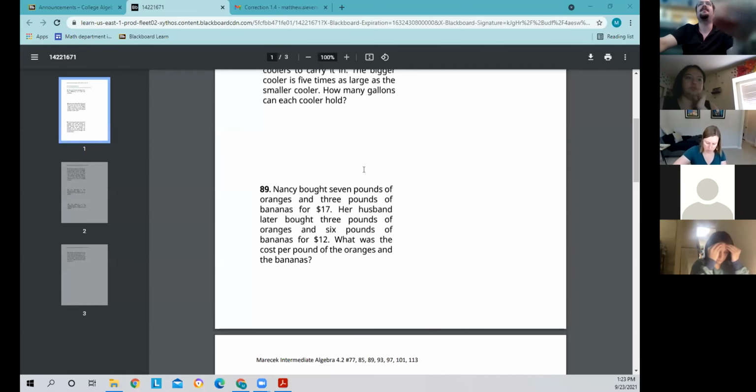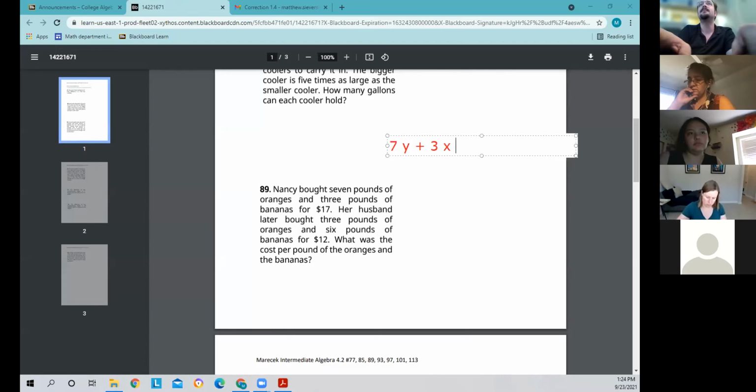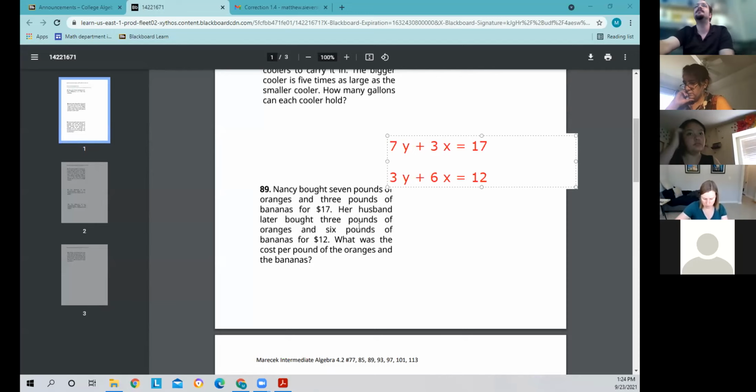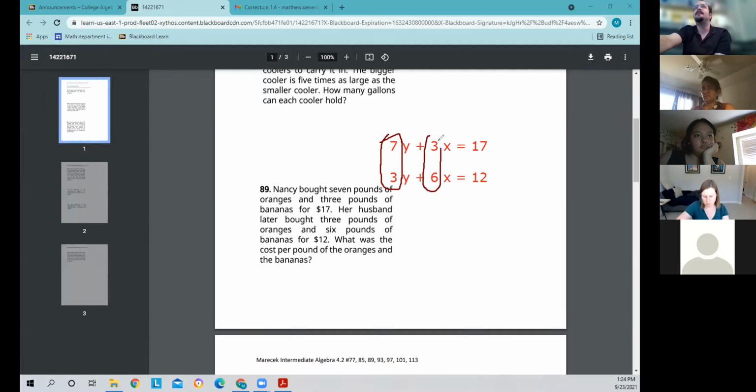So this one came from, we got the two equations. What was it? Was it 7y and what? Yes. 3x equals 17. And then we also had what? 3y and 6x? Yes. Equals 12. Here I'm asking myself, do I want to find an LCM? I'm looking for the least common multiple. Do I want to find it between 3 and 7, which is 21, I think? Yeah. Or do I want to find it between 3 and 6, which would be 6?